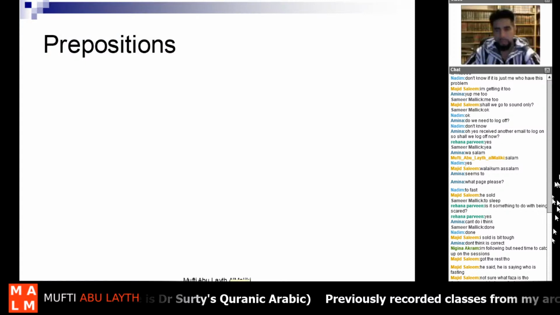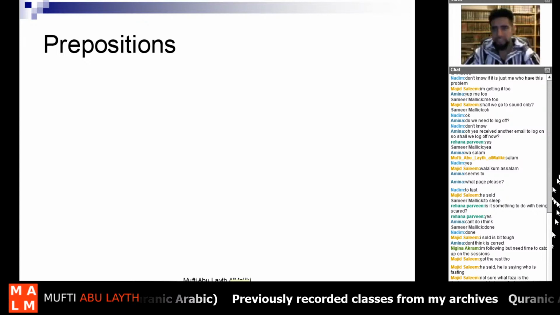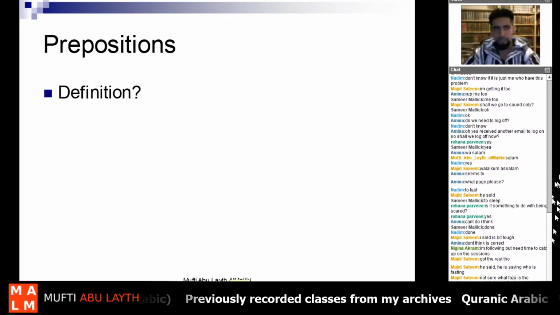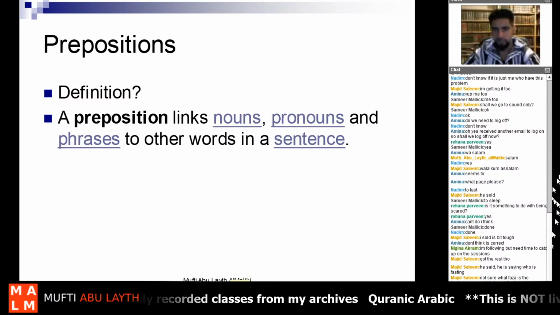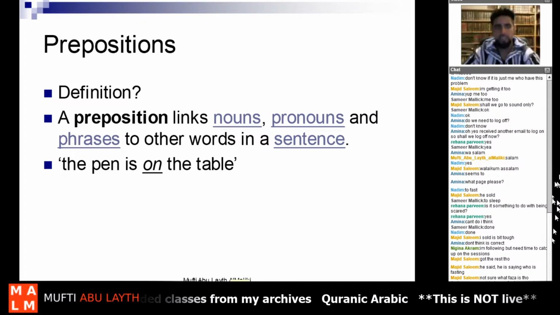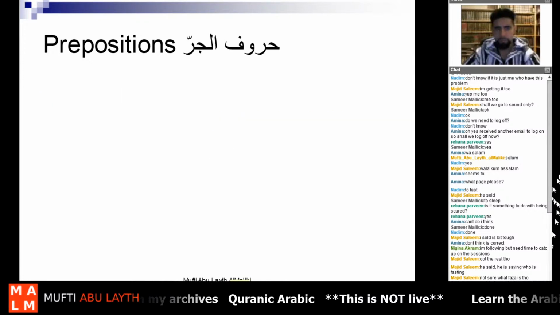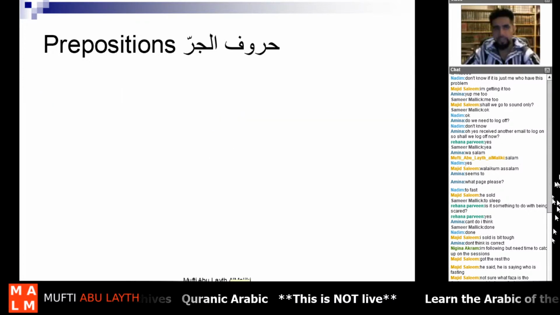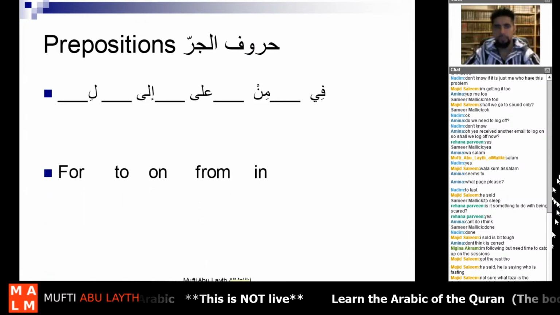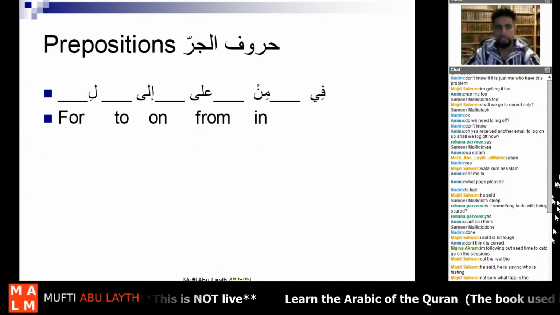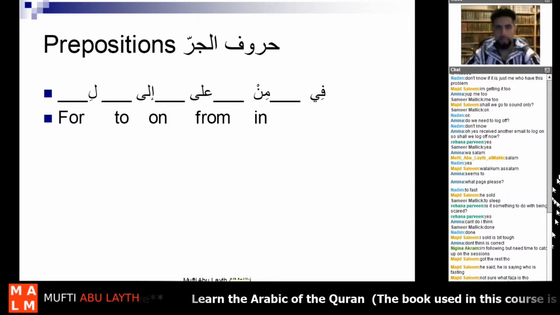Before we do, a very quick recap on prepositions, because there will be similarity here. Prepositions, if you remember, were something which linked nouns, pronouns, and phrases together in a sentence. In English, it was the pen is on the table. We took a look at some prepositions like li, ila, ala, min, fi: in, from, on, to, and for, as in belongs to. That's just a very quick recap.